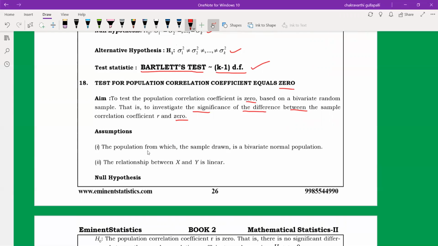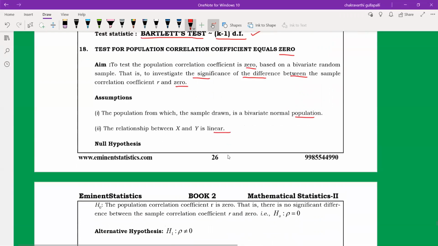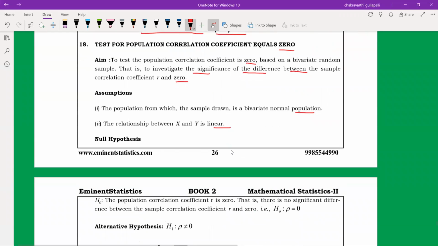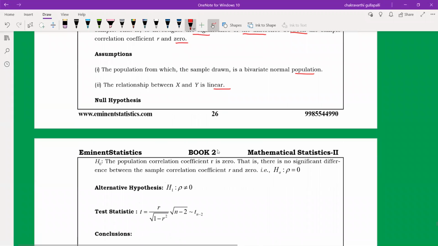Now the assumptions: the population from which the sample is drawn is a bivariate normal population, and the relationship between x and y is linear. That is very important. So there is a relation, we can calculate the correlation, and we have to examine whether the correlation coefficient value is equal to 0 or not. 0 means there is no relation between x and y. Not equal to 0 means both variables are somewhat related. To examine this, use the t-test. The t-test is suitable for this.